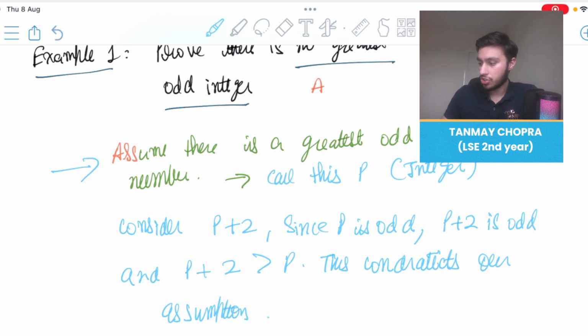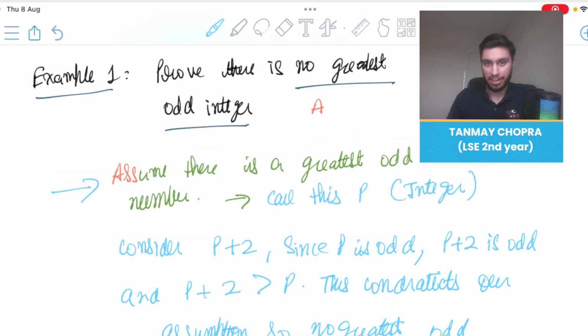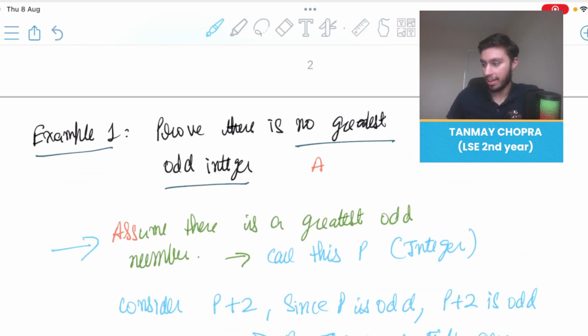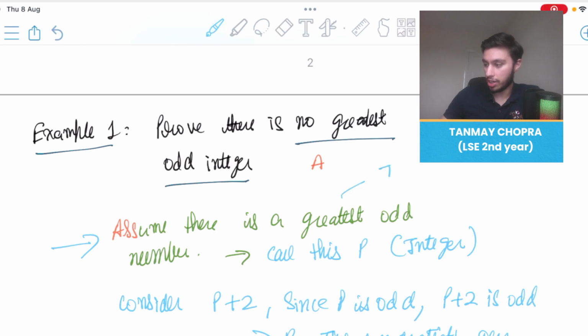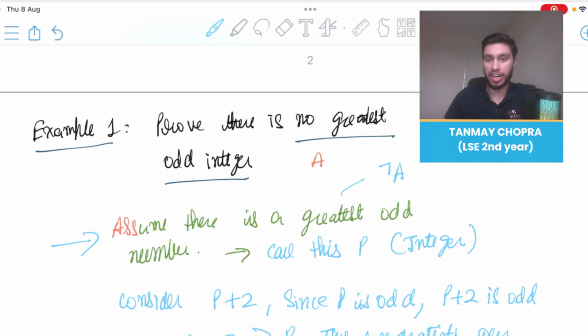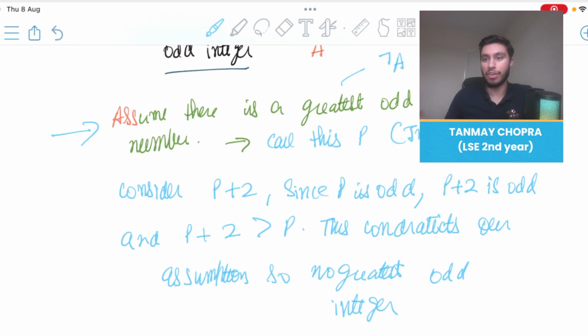So no greatest odd integer. That's it. That's this one done, right? Hopefully you understand this one. We just disproved not A. We called this not A and we just disproved it by finding a contradiction. We found one number which is greater than the greatest odd number. That should not be possible, but we proved that it was possible.